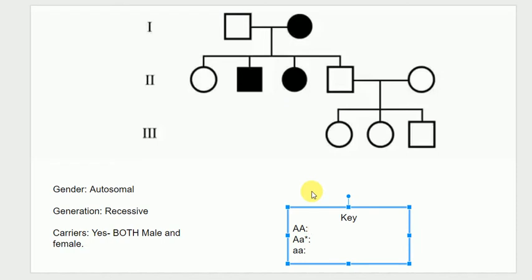So we know that it's a recessive trait, so my homozygous dominant is going to be normal. My heterozygous is still going to be normal, except they carry the trait, but they do not show that in their phenotype.